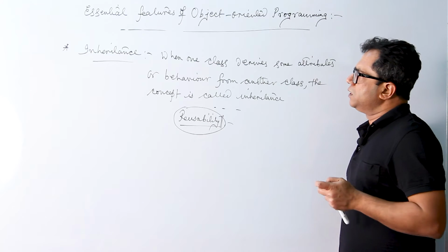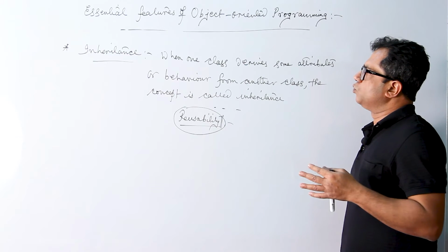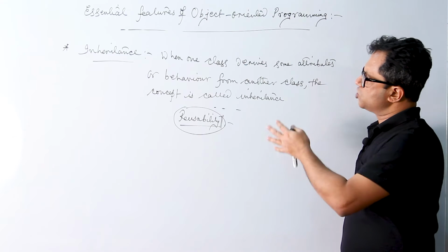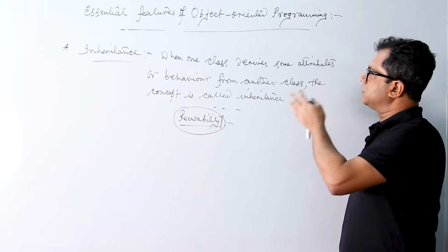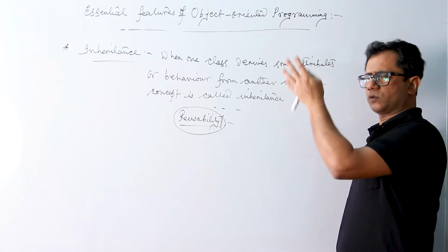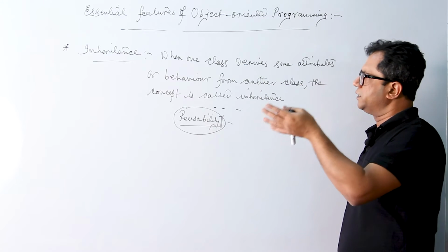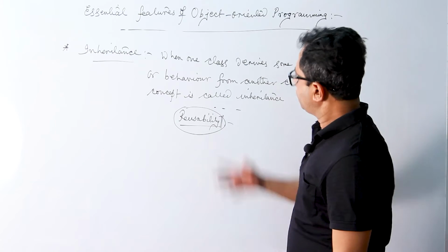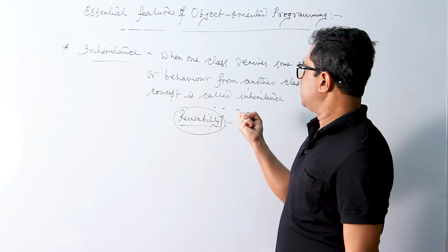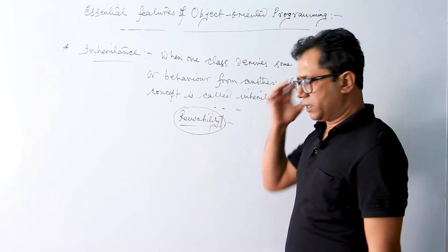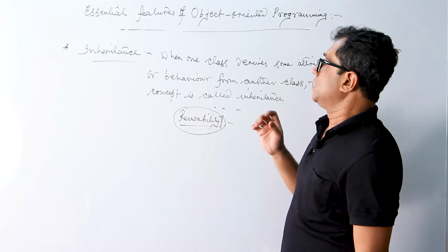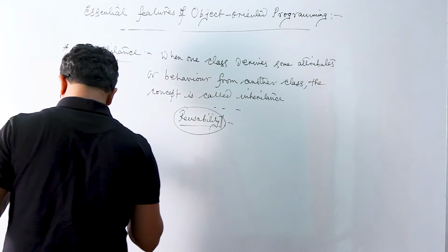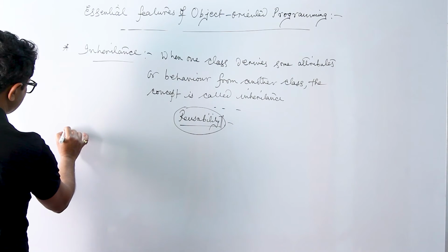Now for the basic overview which we are discussing in this topic, it is this much: when one class derives some attributes or behavior or features from any other existing class, and that concept of deriving the attributes and behavior from the base class by the derived class is called the concept of inheritance. Now the next feature which we are going to discuss is called message passing.